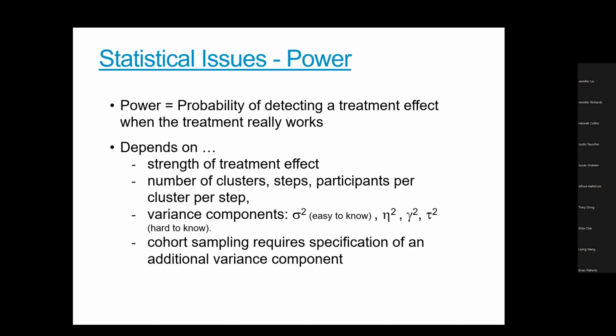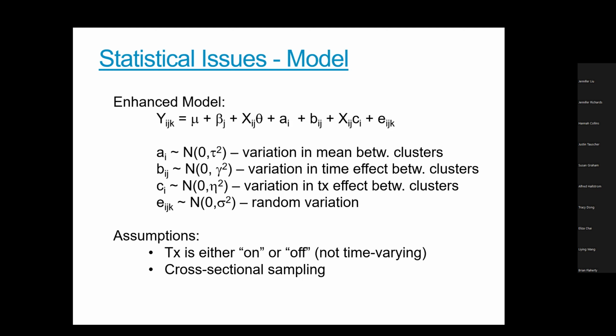But I'll just give a foreshadowing of what Emily is going to talk about later in the practical and hands-on part of this course. So I'll just remind you that in power or sample size calculations, power is the probability of detecting the treatment effect when the treatment really works. So in other words, assuming this theta is non-zero, we want to be able to reject the null hypothesis that theta is 0, that there's no treatment effect.